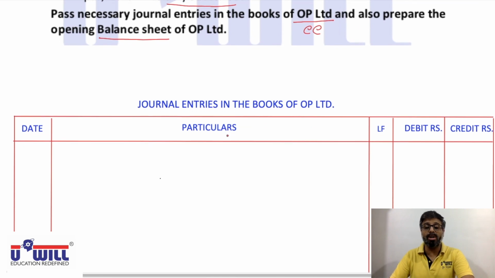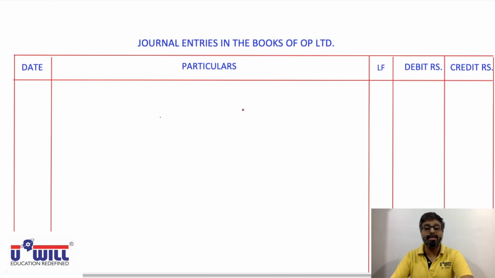All of you can pause the video and make the formats. Give the heading: journal entries in the books of OP Limited. Pause the video and make the formats. Then we shall proceed with the journal entries in the books of the transferee company. Do it fast, everyone. I hope everyone has done it.